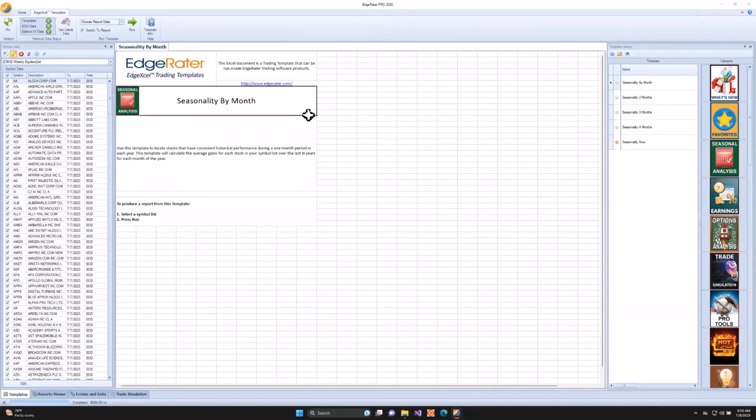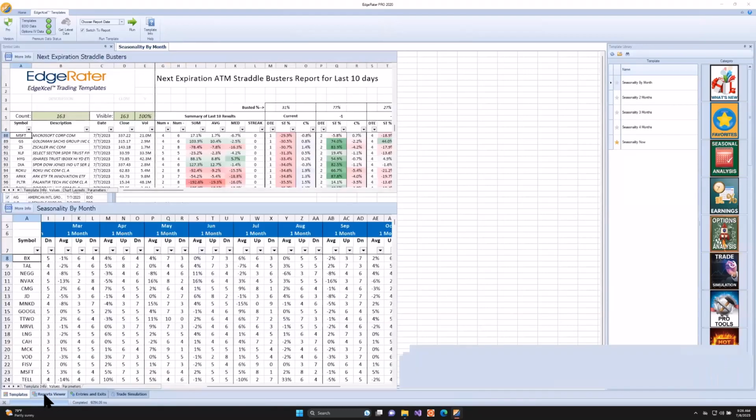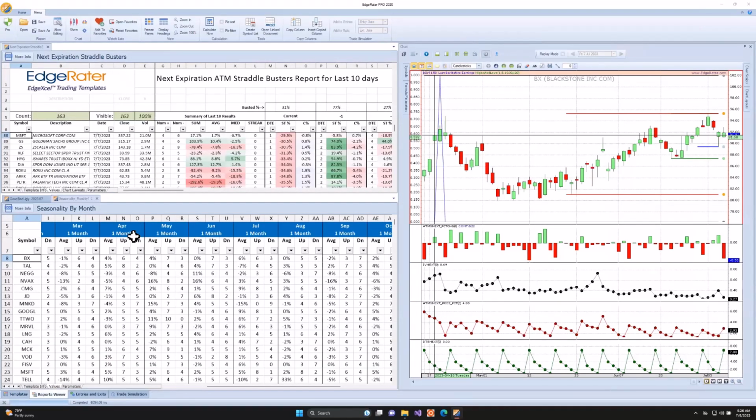Having said that, the terminology that we use in EdgeRater is that the list of symbols here is essentially a text file, and it's called just a symbol list. But there is a snapshot of data backing every single list, and we call it the snapshot, funny enough. So you're running a template against the snapshot. I ran this template against 10 years of CBOE weeklies, and it's produced this report.